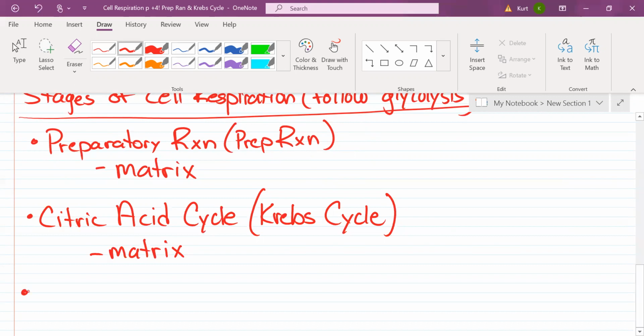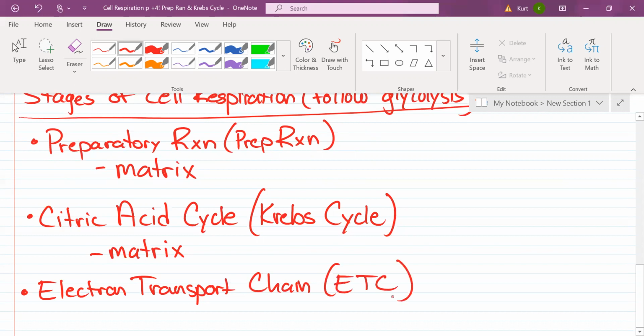And then lastly, what we'll get into for the next lesson is the electron transport chain. You can call it the ETC. This takes place in the cristae, which is the inner membrane of the mitochondria.